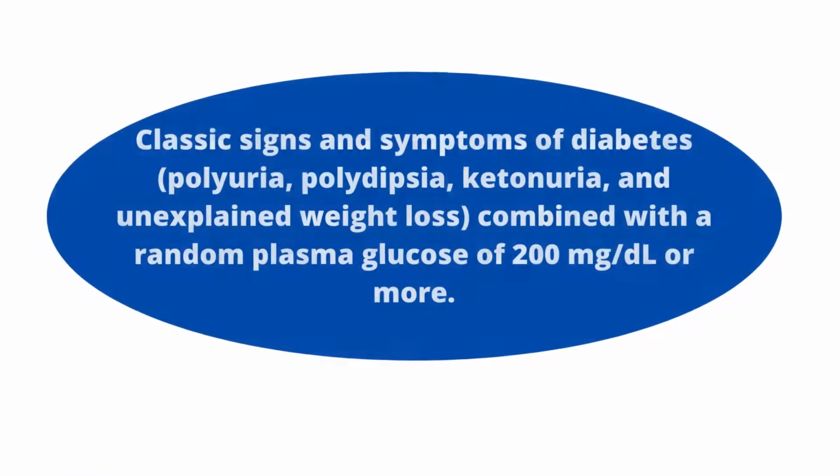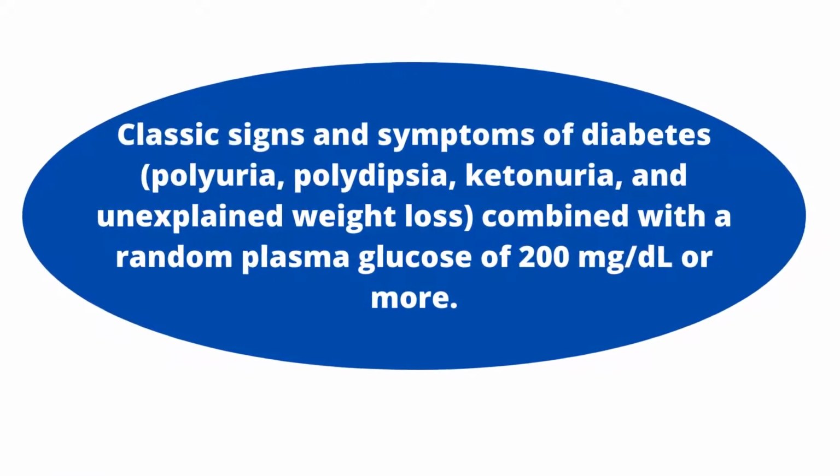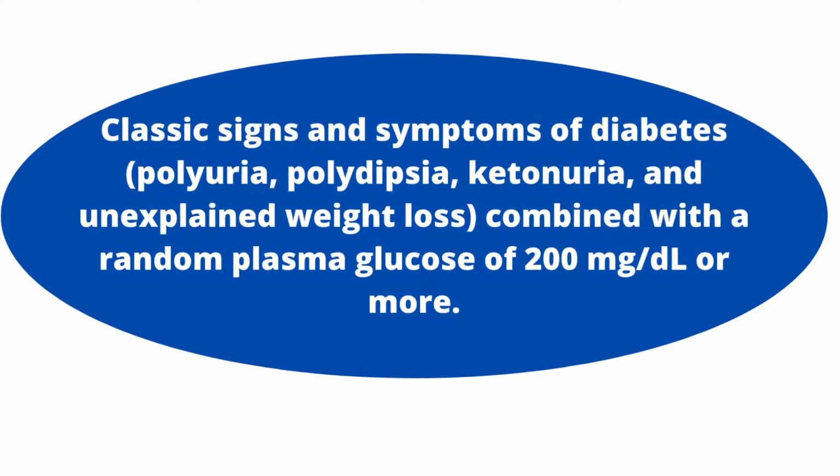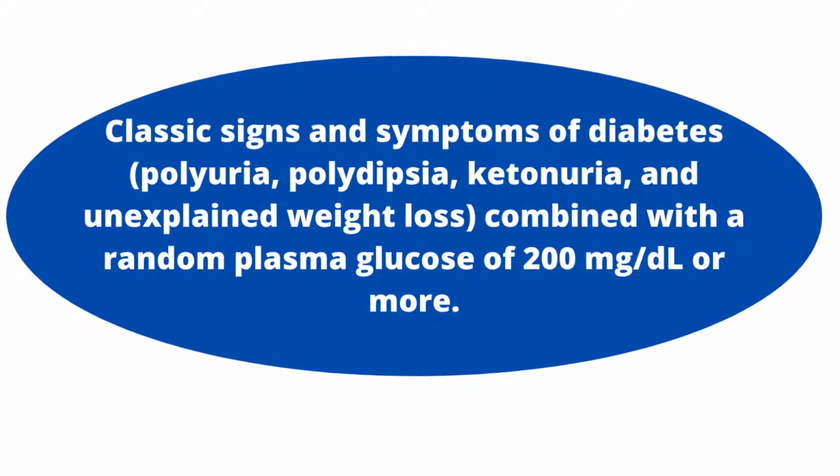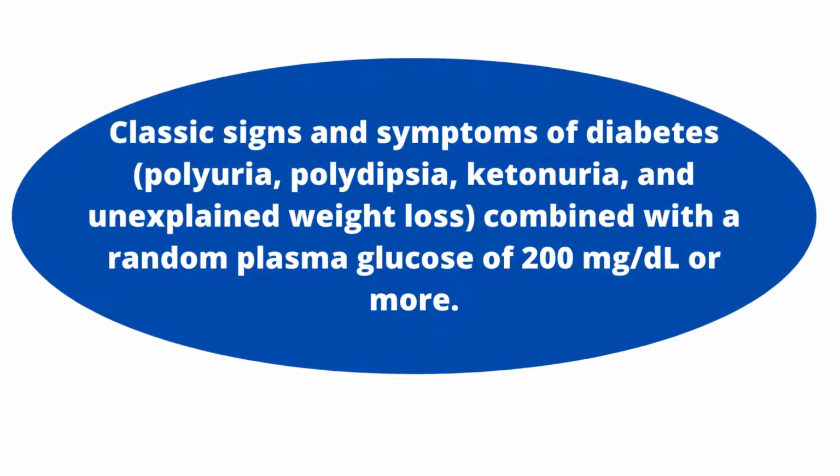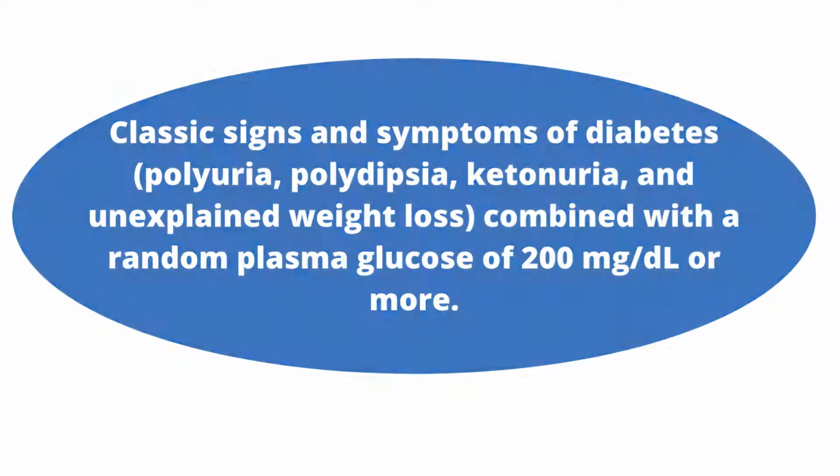Criteria 3. When classic signs and symptoms of diabetes are present: polyuria, which means if someone urinates more than normal; polydipsia, which is feeling of extreme thirstiness; ketonuria, which means high ketone levels in urine; and unexplained weight loss, combined with a random plasma glucose of 200 mg per deciliter or more.